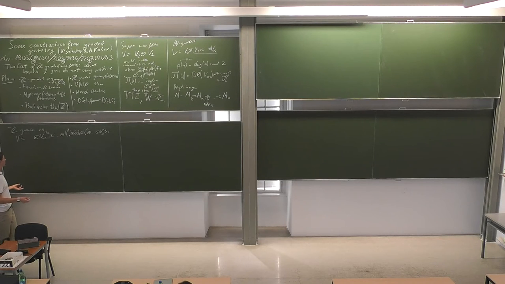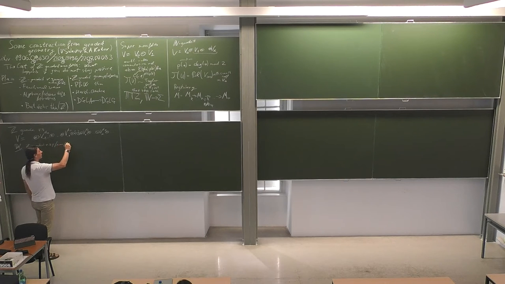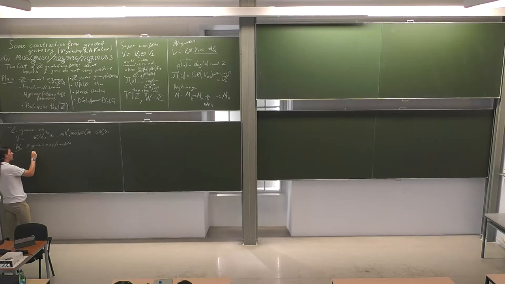We introduce some vocabulary. I don't know how common it is, but it's convenient. So we would call a Z-graded vector space, or manifold later, of finite degree if this thing actually stops in both directions.